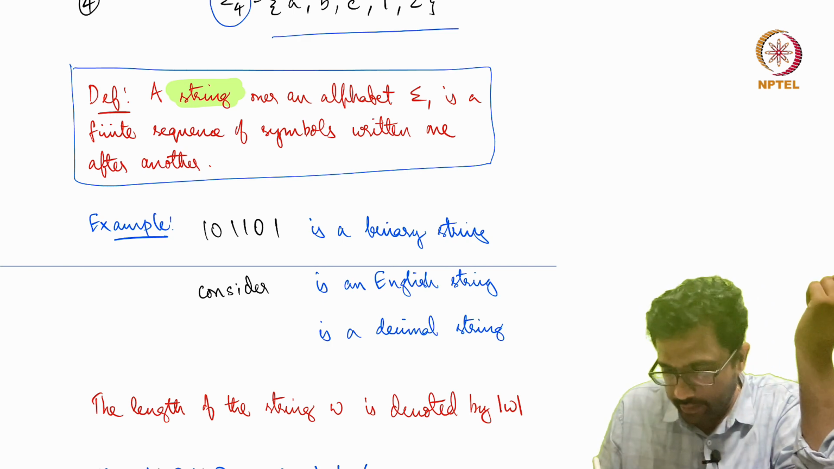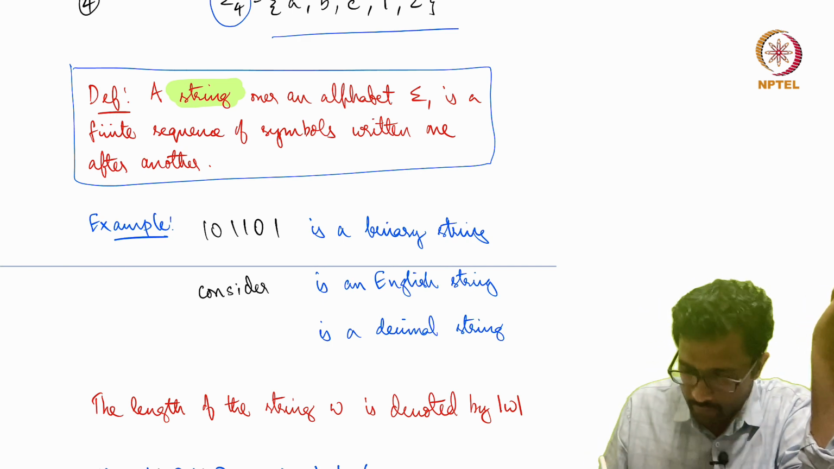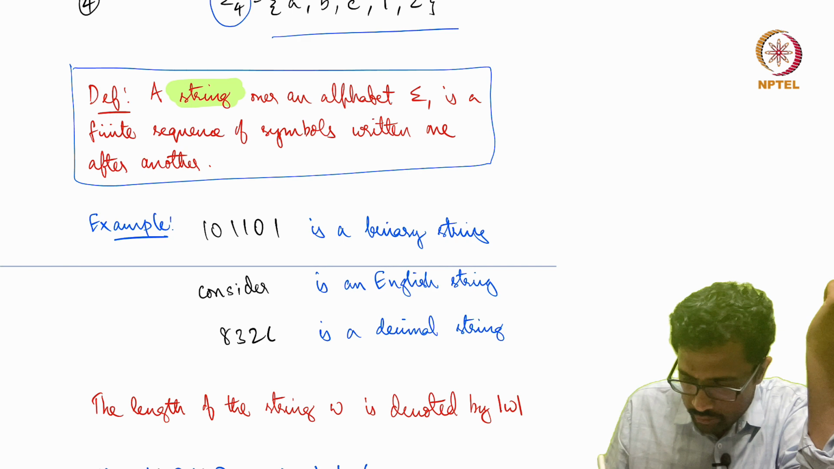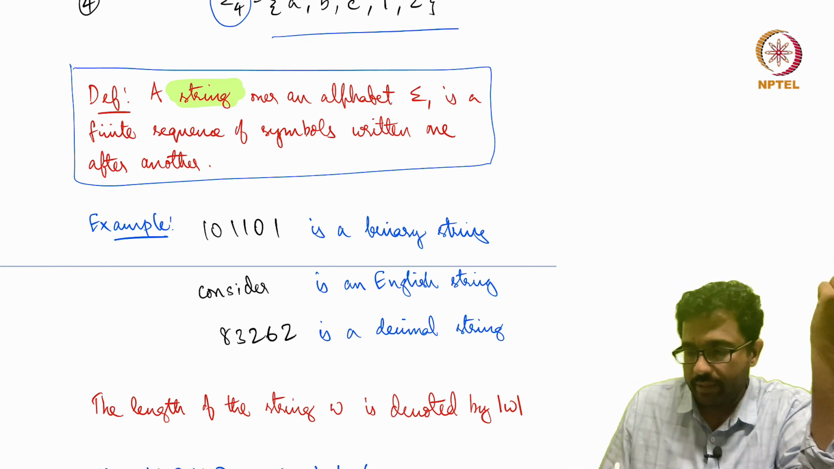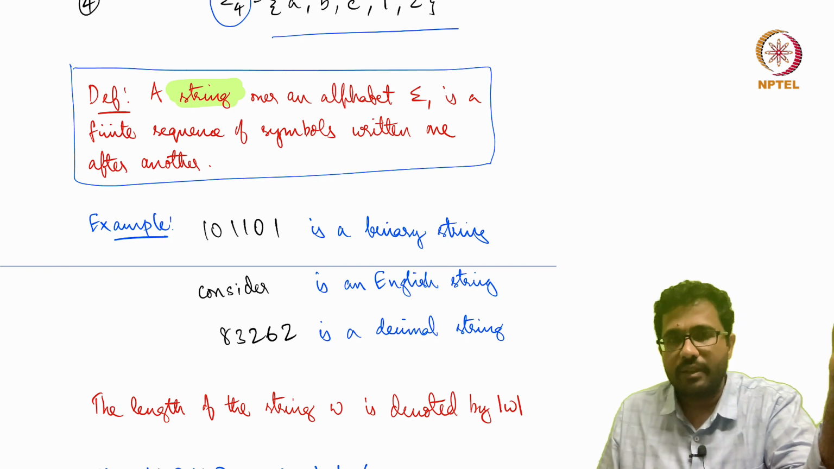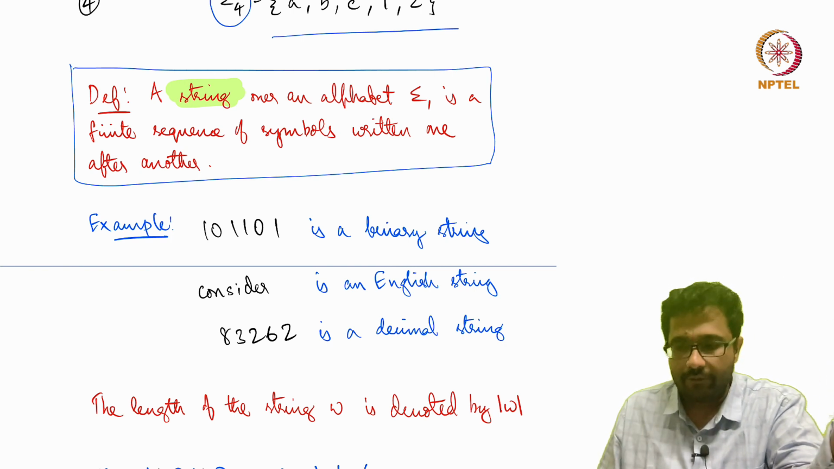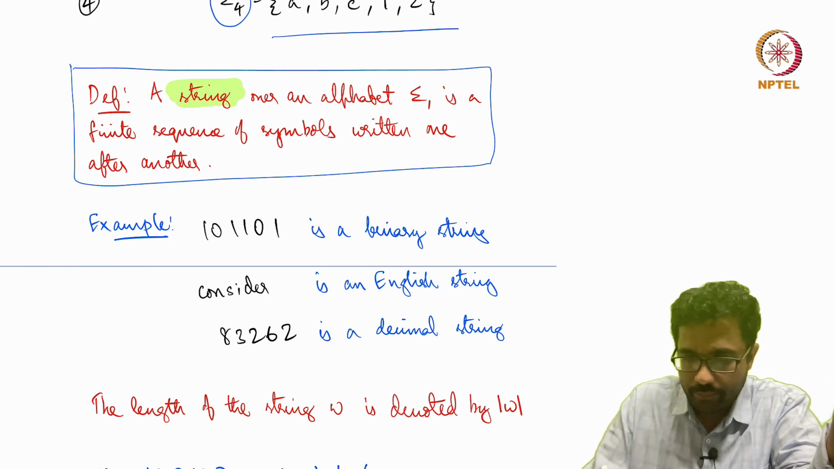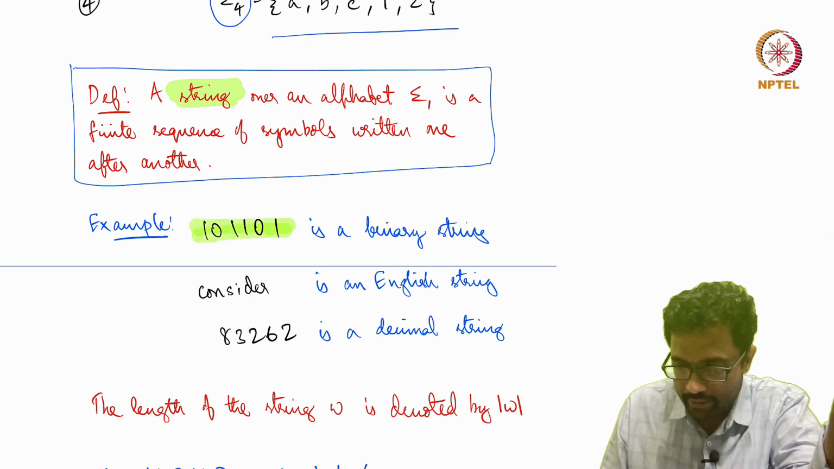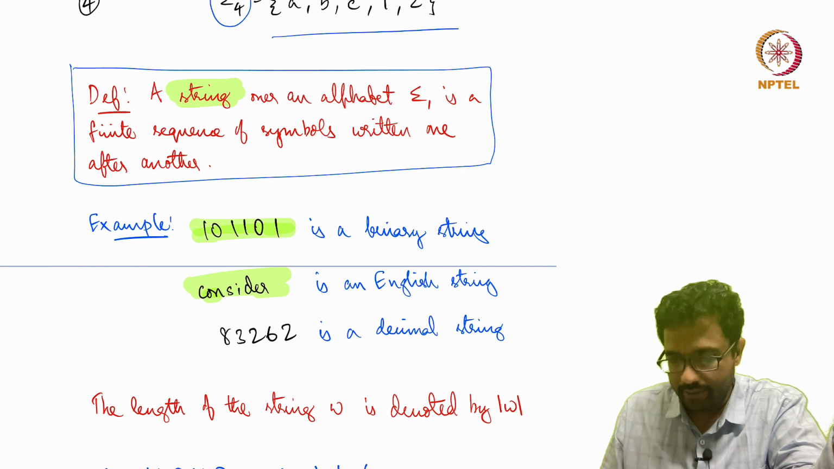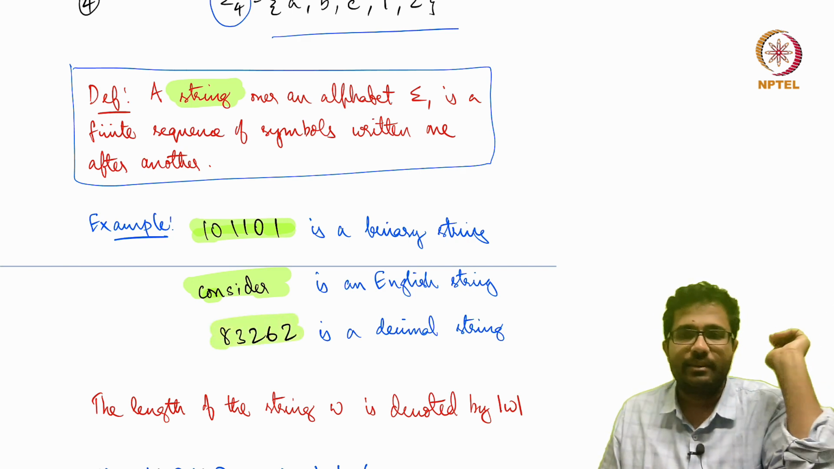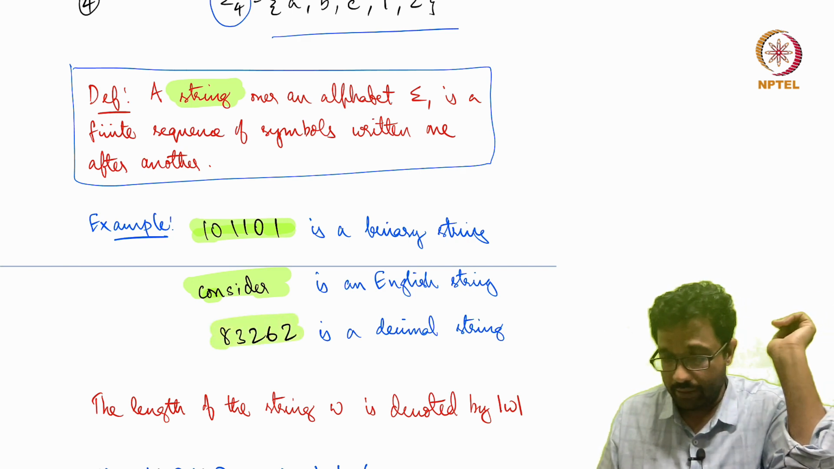The word "consider" is an English string, and maybe 83262 is a decimal string, right? So these are just strings comprising symbols from the respective alphabet. The first one comprises symbols from the binary alphabet, this has symbols from the English alphabet, and this has symbols from the decimal alphabet, right?